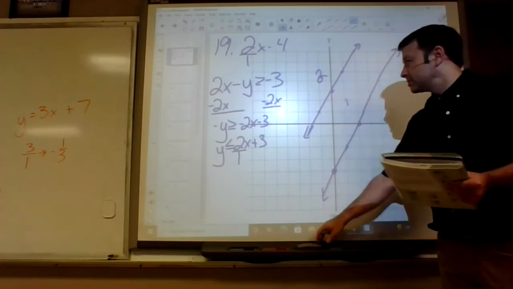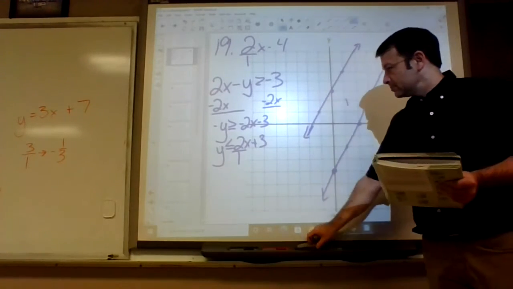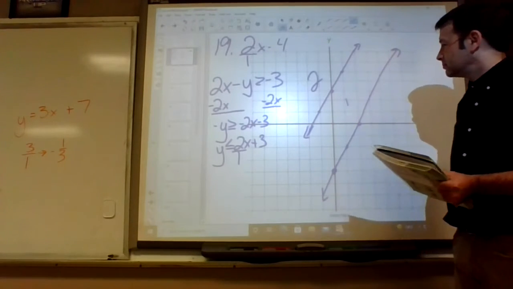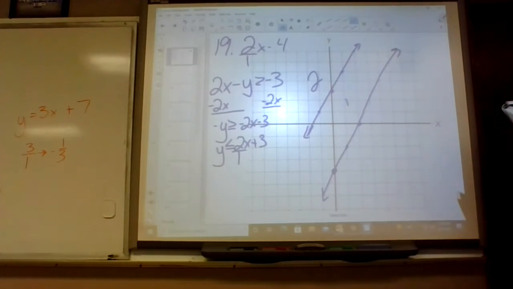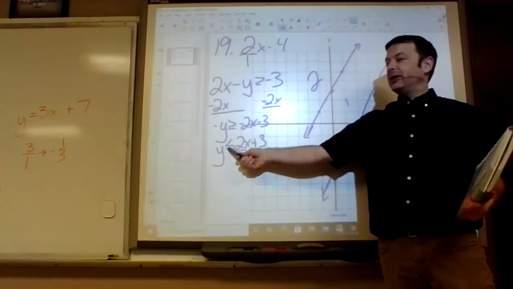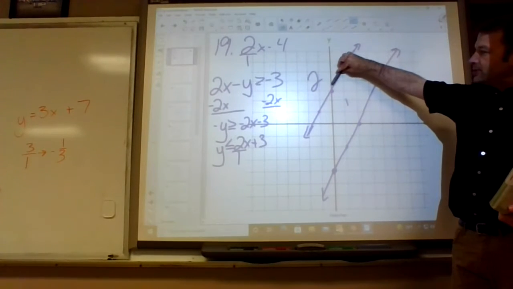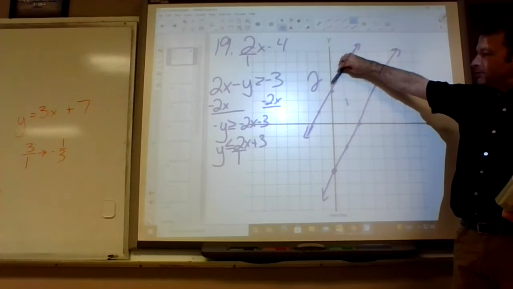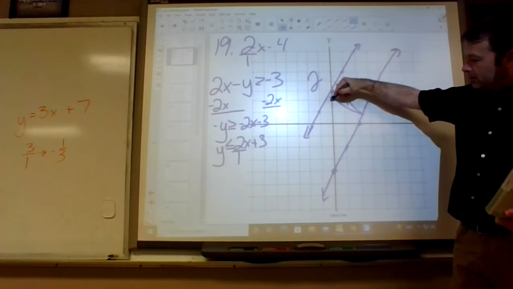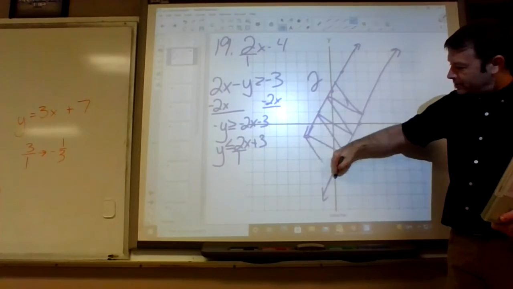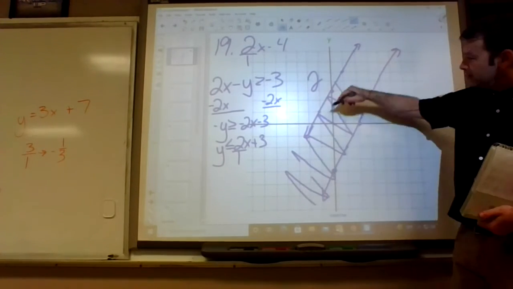Okay, the second line says y is less than, so that's below this line. So what region would that be in? Between. So it looks kind of like this. Yes, that's right.